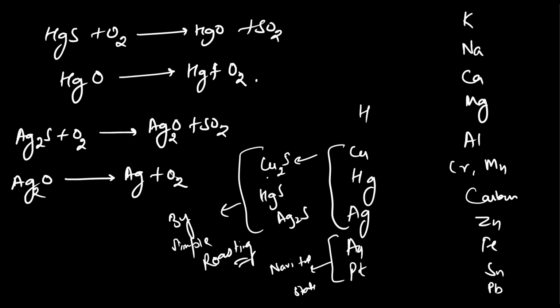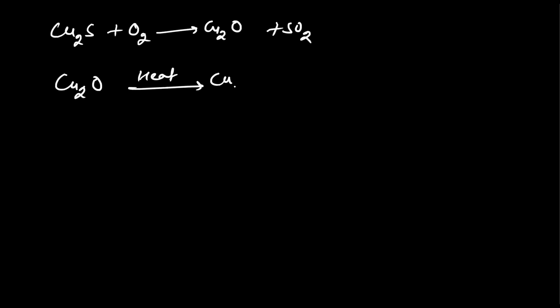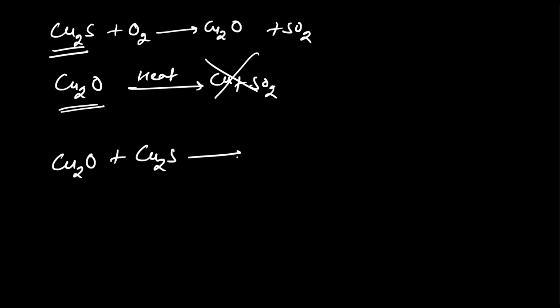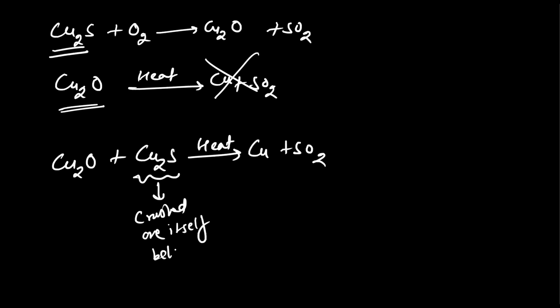But copper is more reactive than these, so it requires a reducing agent. Here the crushed ore itself behaves as a reducing agent. For example, if you have Cu2S, when heated it will give you Cu2O plus SO2. But Cu2O can't be converted into Cu by simple heating; it needs a reducing agent. Here the reducing agent is the crushed ore itself, Cu2S. When you heat it, it will give you Cu plus SO2. So here the crushed ore itself behaves as a reducing agent.